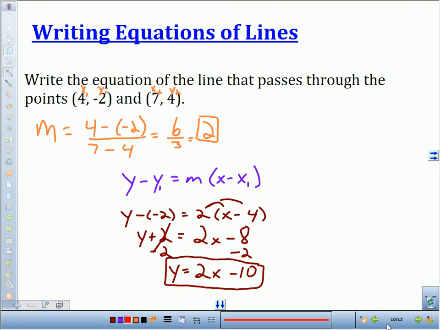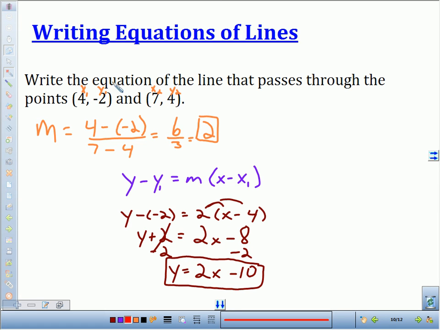Okay, so what I've done here is I was given 2 points on a line but no slope, so my first job was to find the slope of the line, and I did. I used the slope formula. I have 4 minus negative 2 is 6. 7 minus 4 is 3. 6 over 3 is 2.